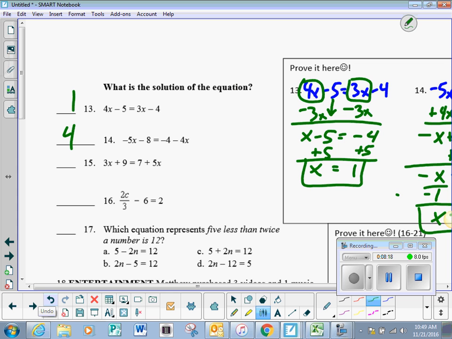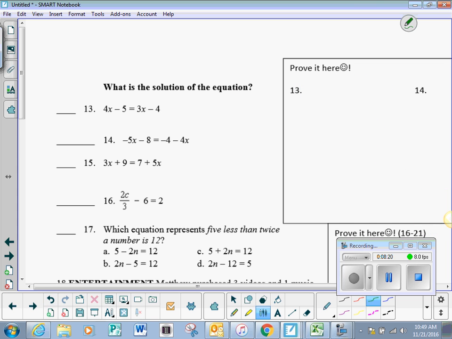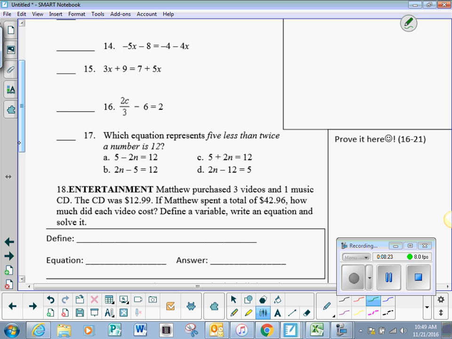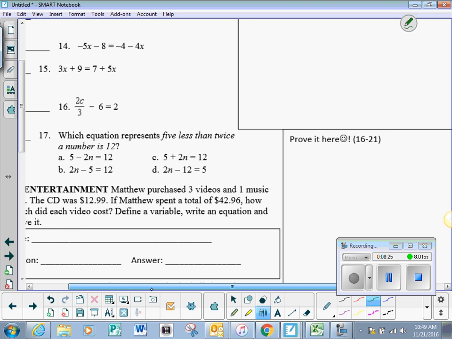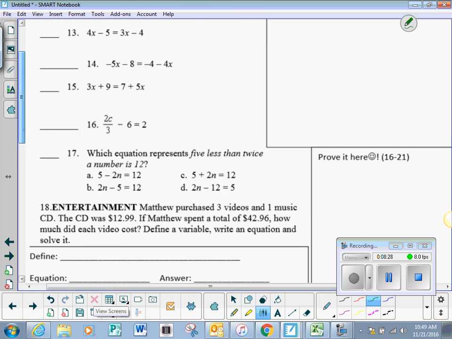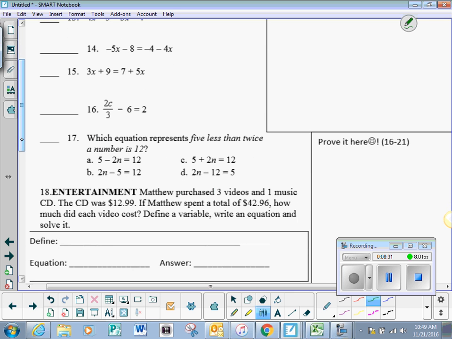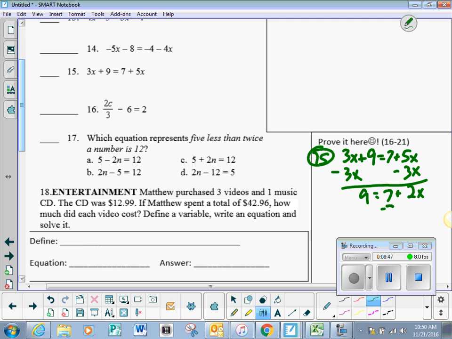Let's go ahead and clear some ink. Number 15. We have 3x plus 9 equals 7 plus 5x. If I subtract 3x from both sides, I get 9 equals 7 plus 2x. Subtract 7 from both sides, so 2 equals 2x, x equals 1.